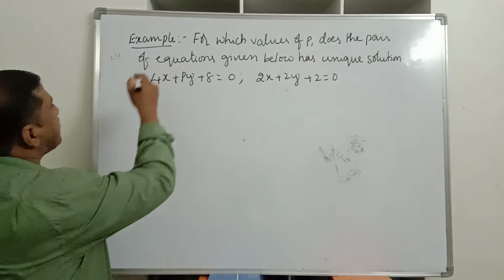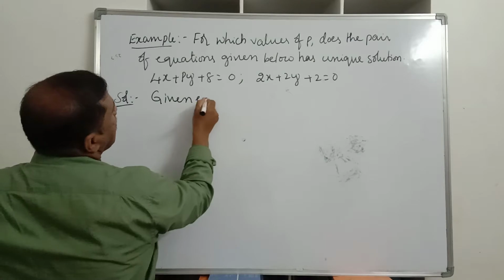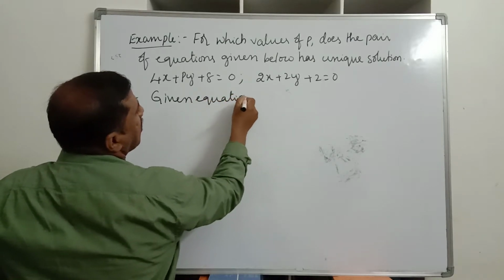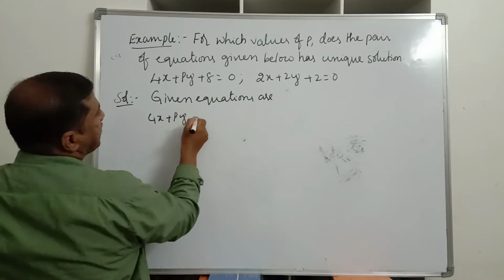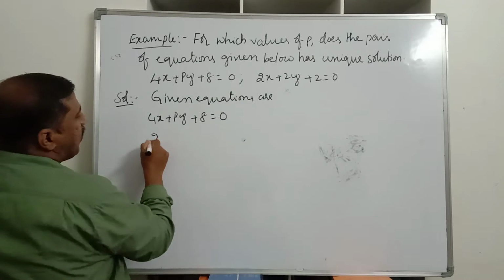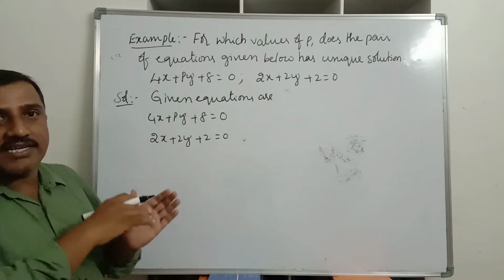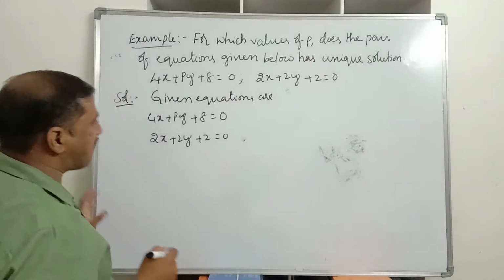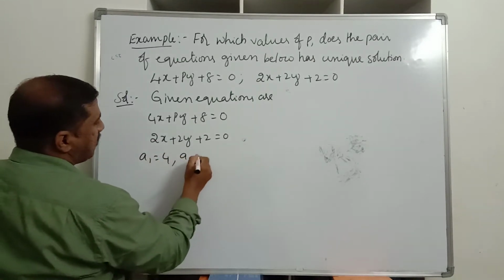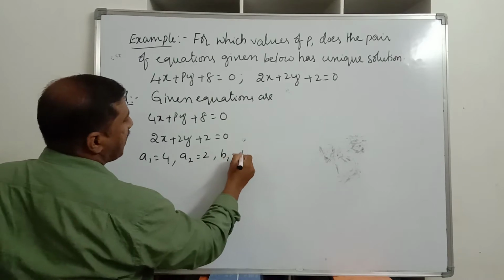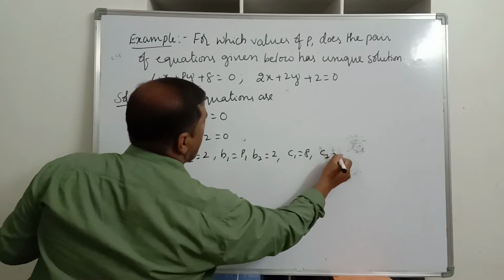So how to find this? The given equations are 4x plus py plus 8 is equal to 0, 2x plus 2y plus 2 is equal to 0. Compare these equations with the general form of the pair of linear equations and write a1 as 4, a2 as 2, then b1 as p, b2 as 2, c1 as 8, c2 as 2.